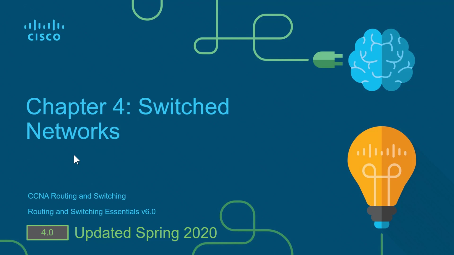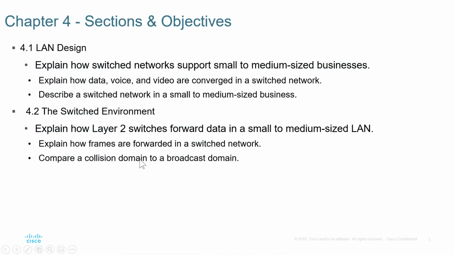So, Chapter 4 of Cisco 2 is kind of partially a review of switched networks and then some Cisco terminology, borderline marketing material on how Cisco does switched networks. So, let's take a look.